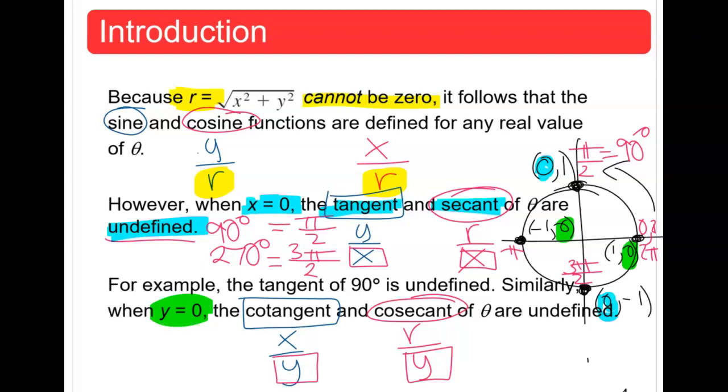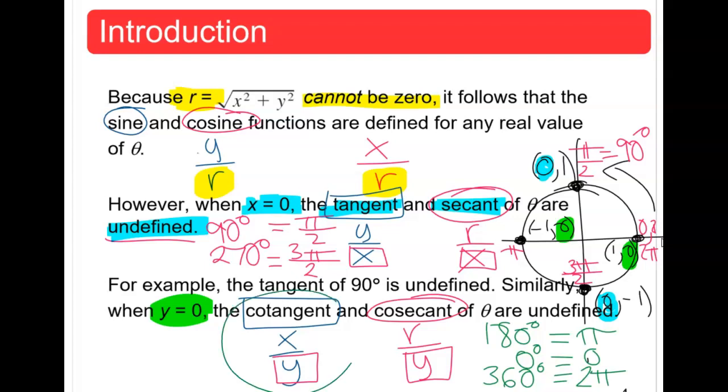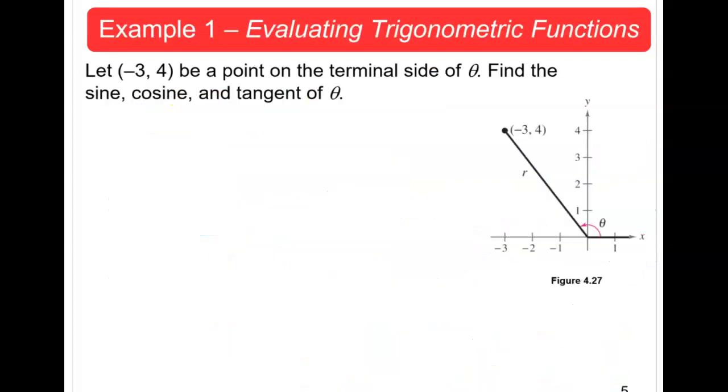Speaking about the other two, at 180 degrees, which is equivalent to pi radians, and also at 0 degrees, which is equivalent to 0 radians, or at 360 degrees, which is equivalent to 2 pi radians, the y value is equal to 0, so therefore the cotangent and the cosecant will be undefined. We have to be very careful with that, and perhaps for your exam you might want to write that on your formula sheet.